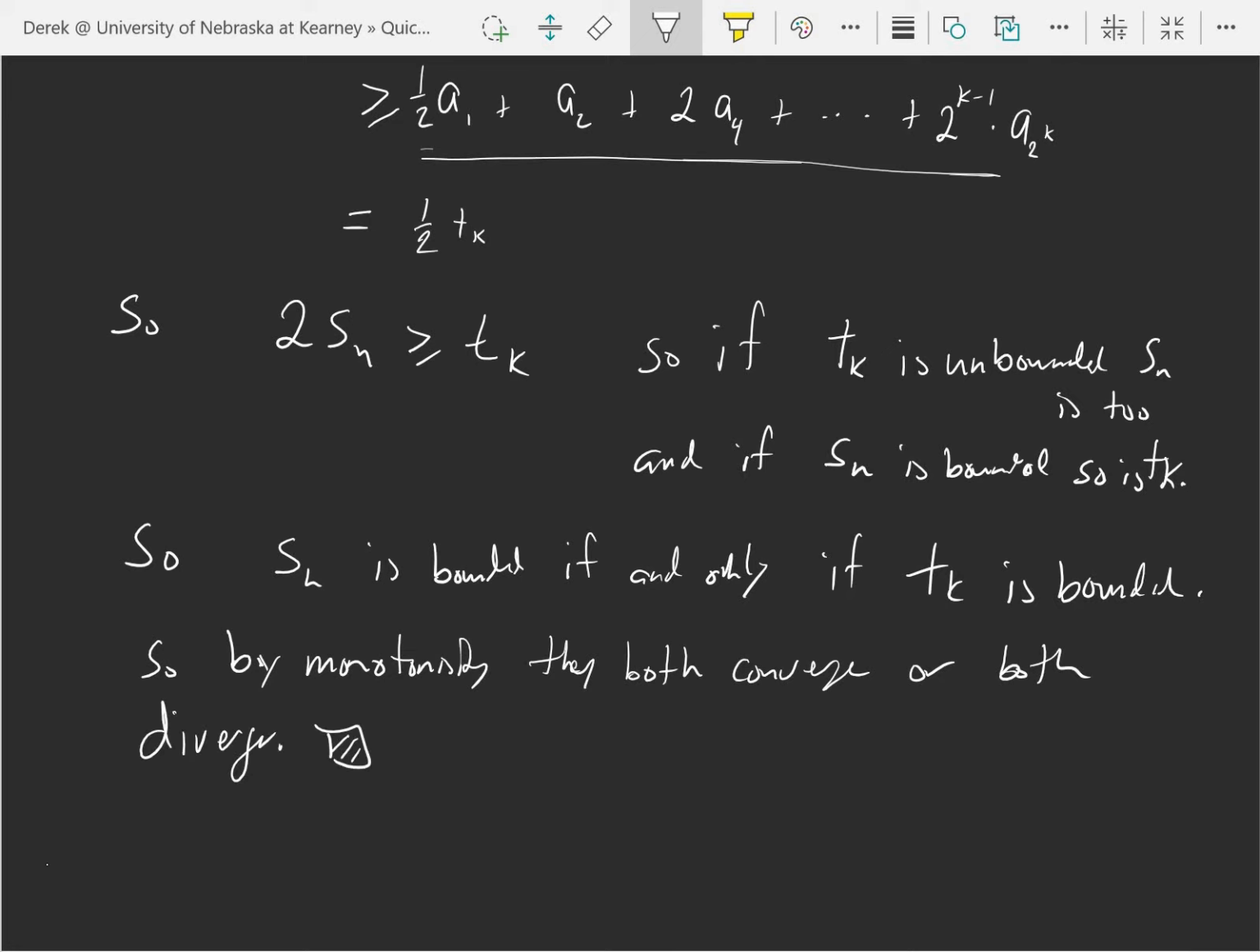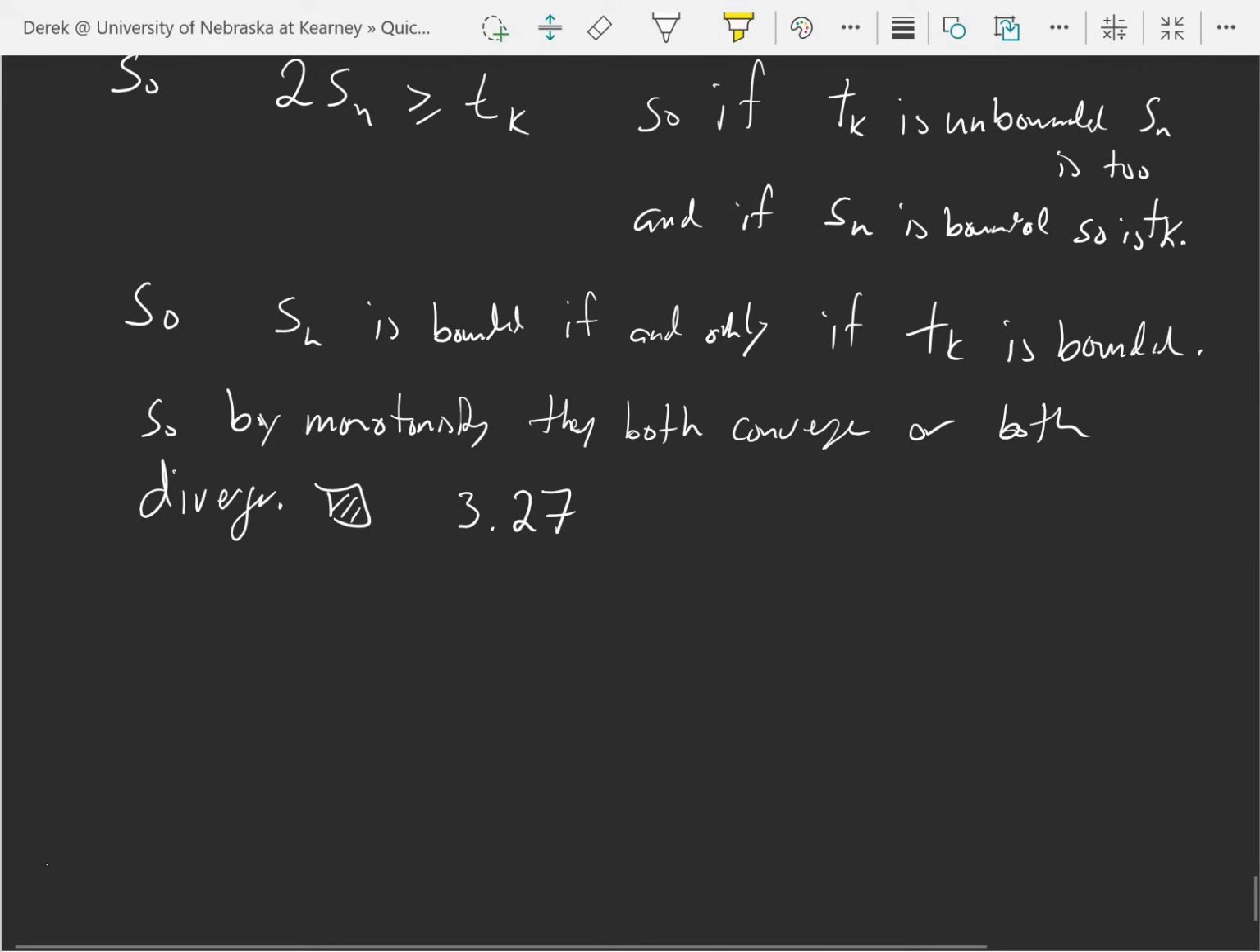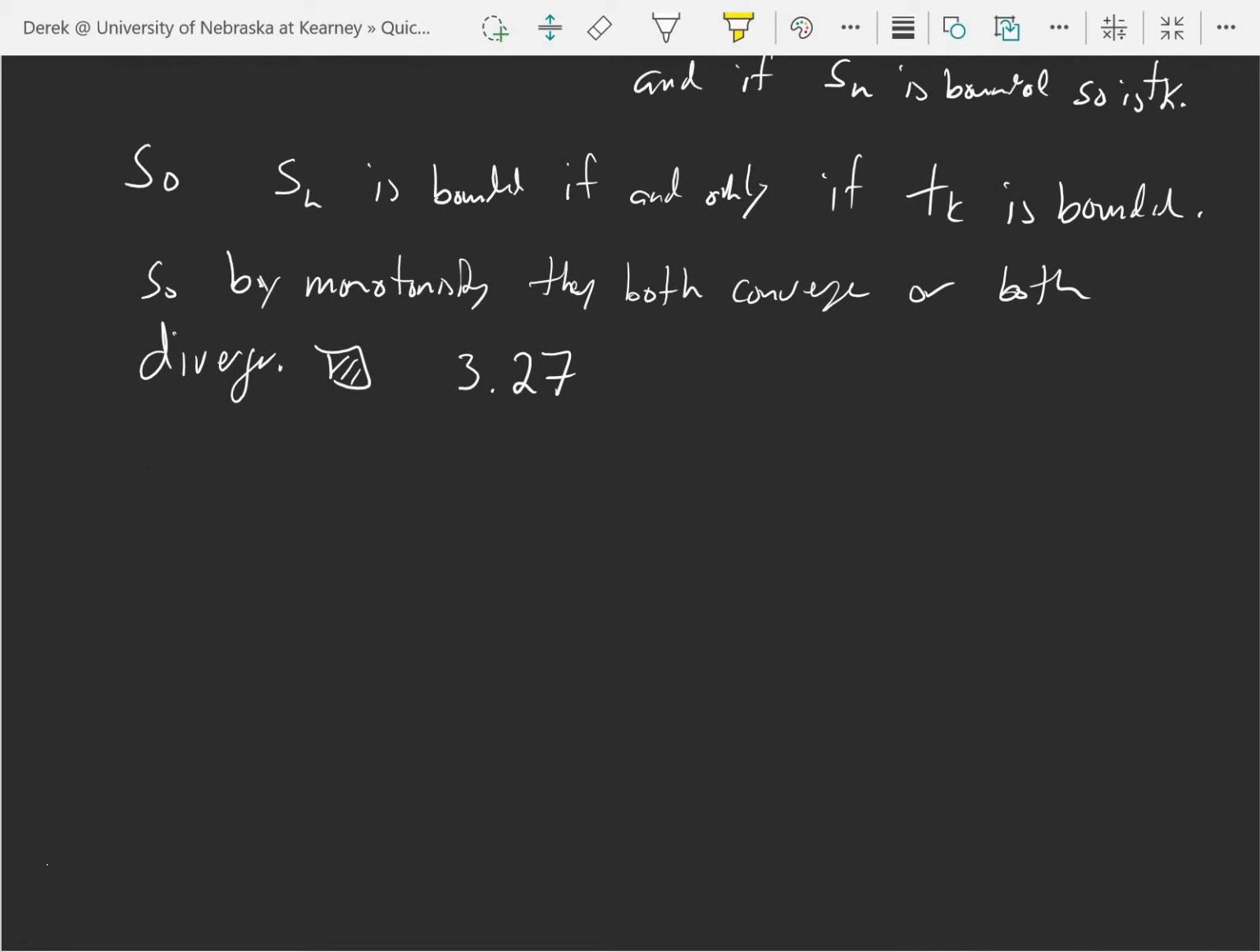Okay, so that's Cauchy condensation test. That's 3.27, I believe. Yeah, that's theorem 3.27. The other theorem that I want to talk about with monotonic sequences and positive values is the alternating series test.